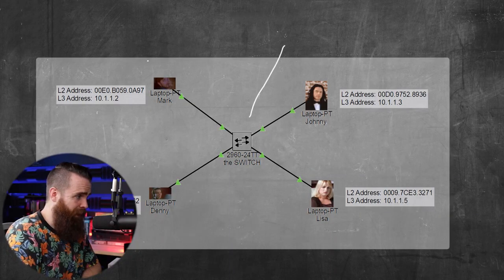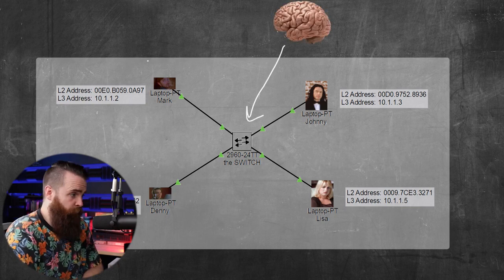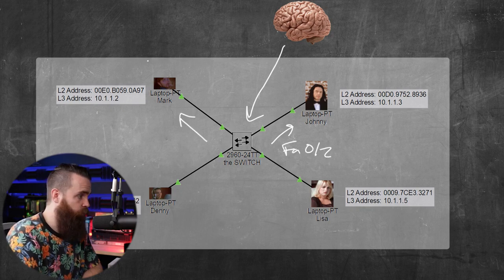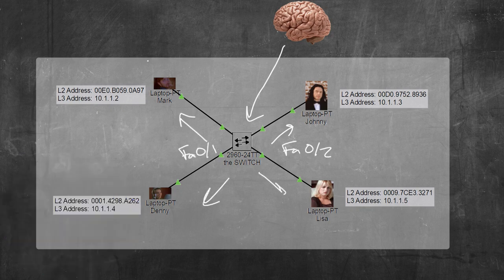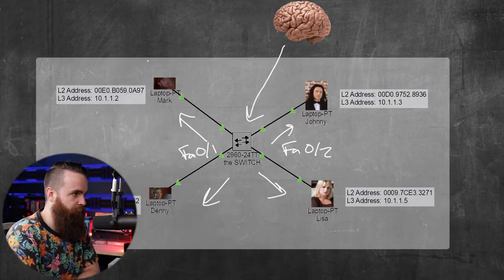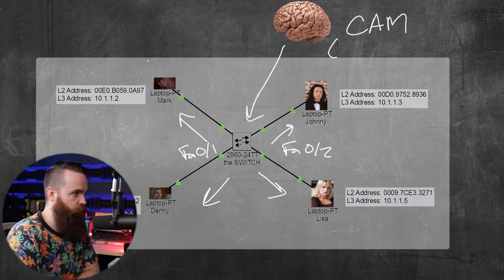The switch can do all this magic because it has a brain. A brain that can remember things like, hey, on my port FA02, that's where Johnny lives. And on my port FA01, that's where Mark lives. And the same thing goes for Denny and Lisa and anyone else who connects to the switch. He'll remember where they are. So when you send a message, he'll go, oh, well, I know exactly where Johnny is. He's over here. Port FA02. He stores that information in something called the CAM table, which stands for Content Addressable Memory. Don't worry about that too much right now. We'll cover a lot of that later.